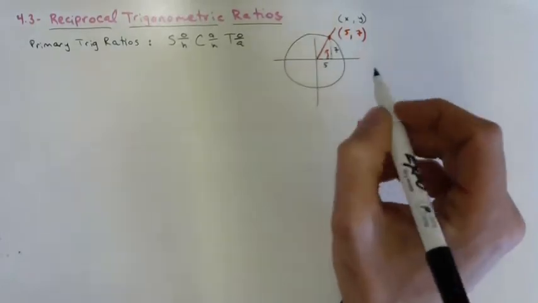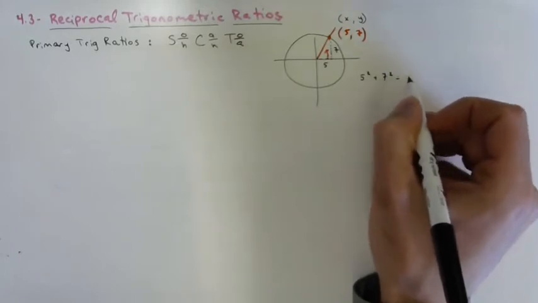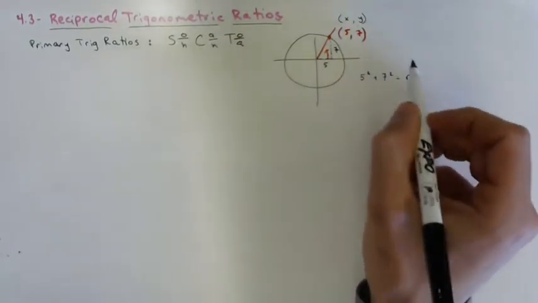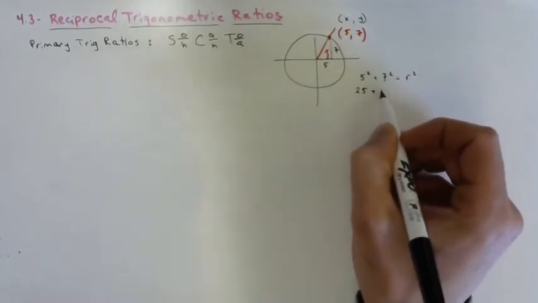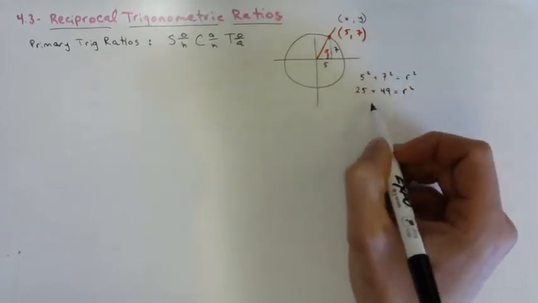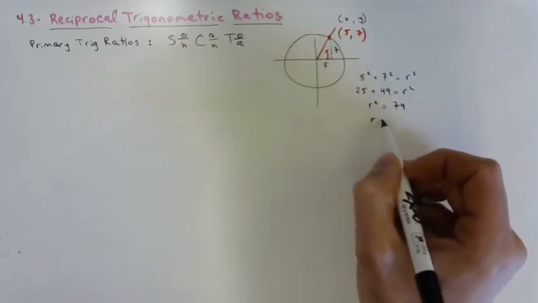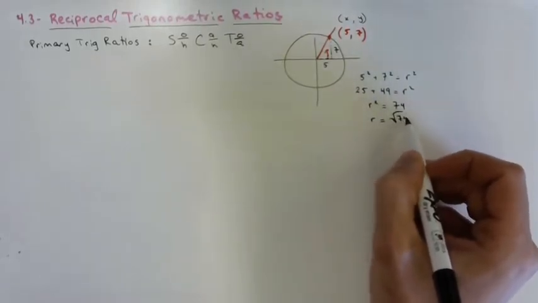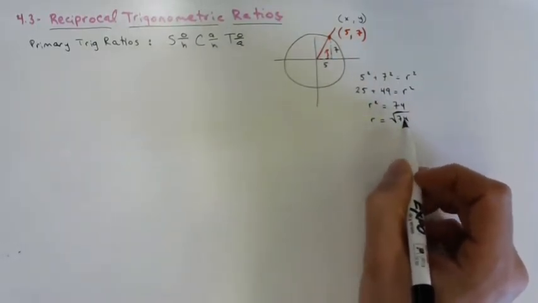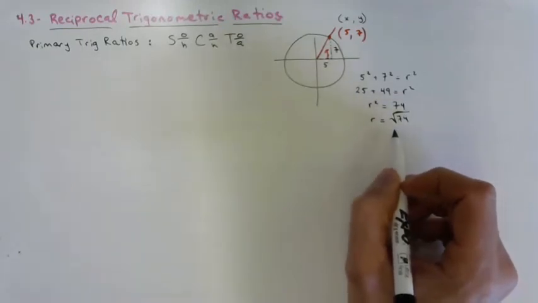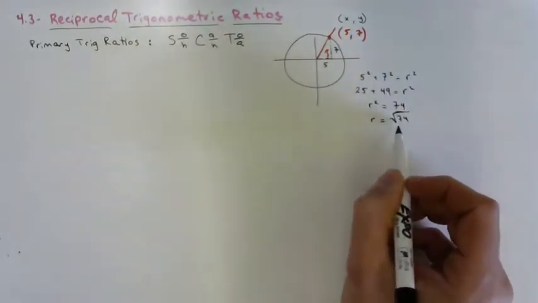So how did we do that? We found that using the Pythagorean theorem. We simply said 5 squared plus 7 squared is r squared. So we have x, y, and r. 5 squared is 25. 7 squared is 49. That equals r squared. So r squared is 74, which makes r the square root of 74. Wherever possible, we're going to use exact values, so I'm going to leave this as radical 74. Now I have the value of x is 5, y is 7, and r is radical 74.